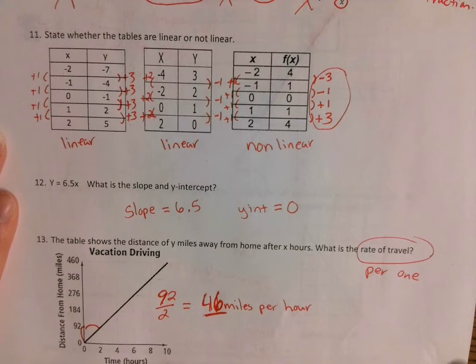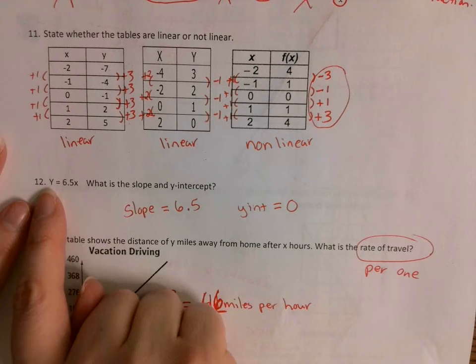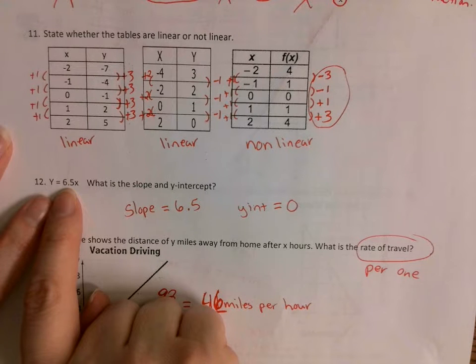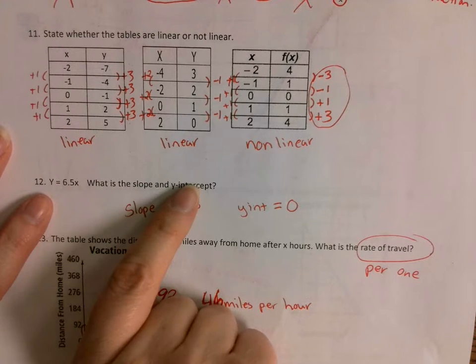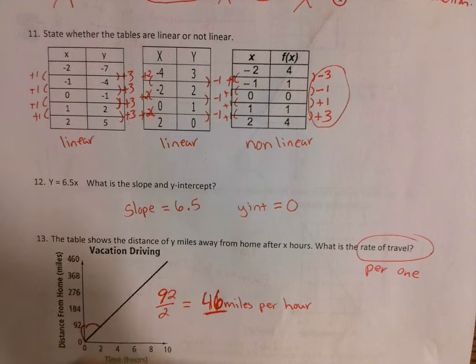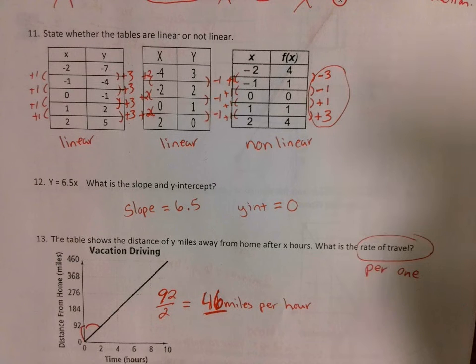Number 12, given the function y is equal to 6.5x, what's the slope? The slope is 6.5. What's the y-intercept? Since there isn't anything added or subtracted, we know that the y-intercept is 0, because 0 does not have to be written there as a y-intercept. You don't have to write plus 0 or minus 0.